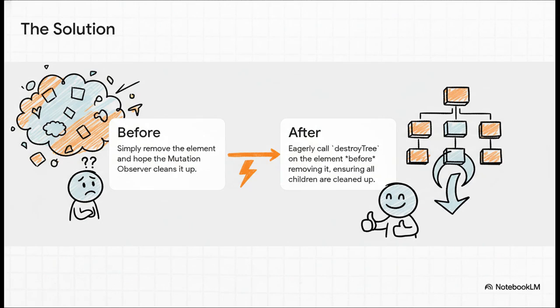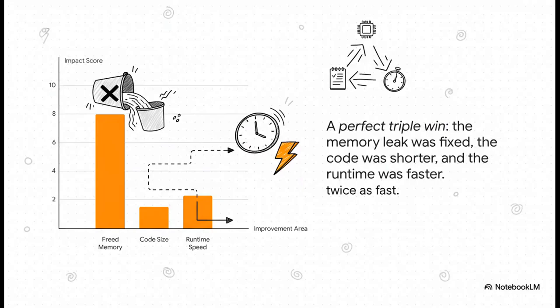The fix was actually beautiful in its simplicity. Instead of just removing the element and hoping for the best, the developer just flipped the order. They made the code first go in and deliberately clean up all the children and then remove the parent element. It's a proactive approach that makes sure nothing gets left behind. Just brilliant.